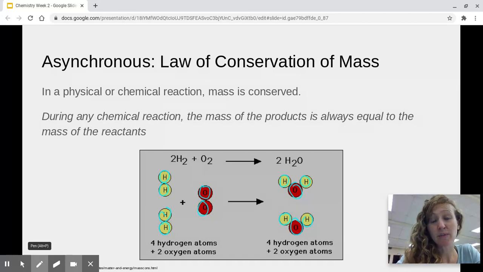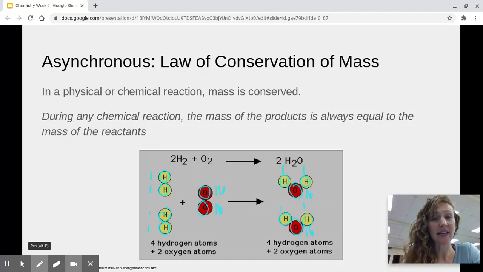So hydrogen weighs about 1. Let's round it off to 1 for now. So in the beginning of this experiment, we have 4 grams, 4 AMUs of hydrogen. In the end, we're still going to have those same 4 AMUs of hydrogen, exact same amount of mass. That mass has just been redistributed in new ways. In the same way, oxygen weighs about 16 AMUs. So in the beginning, we have 32 AMUs of oxygen, and in the end, you can see we still have that same 32 AMUs of oxygen.